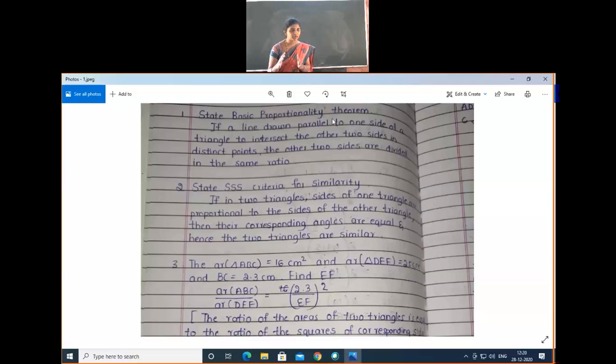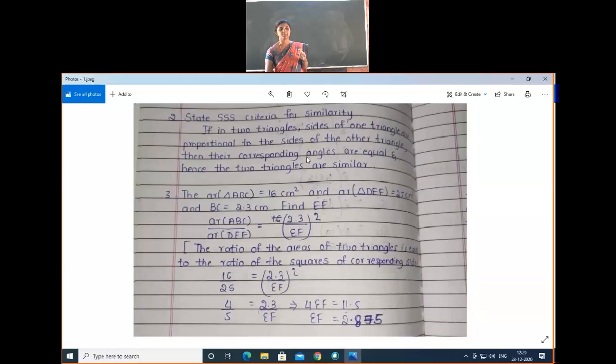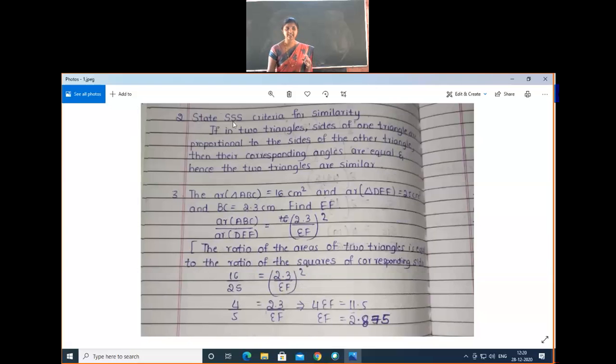You all know the definition of the basic proportionality theorem, right? If a line is drawn parallel to one side of a triangle to intersect the other two sides in distinct points, the other two sides are divided in the same ratio. You have to write this statement. Then the second question: state the criteria for similarity.